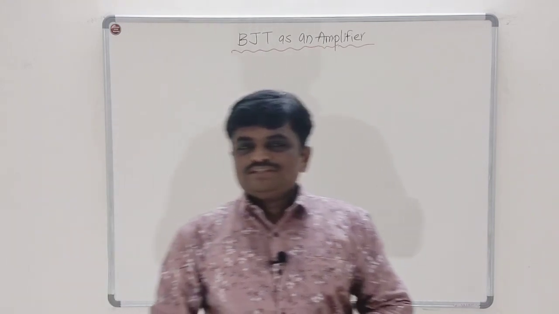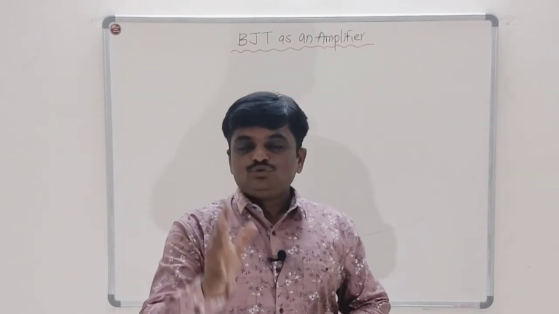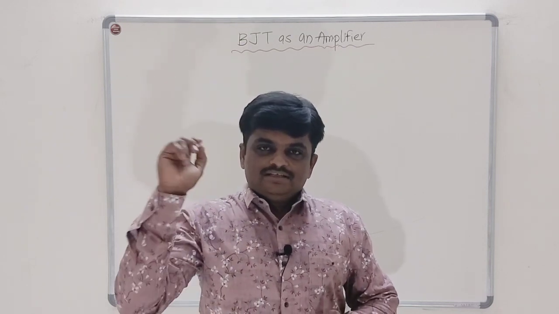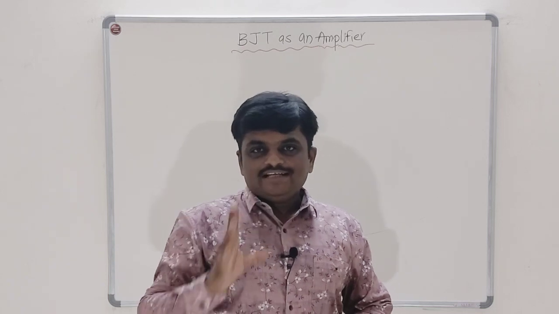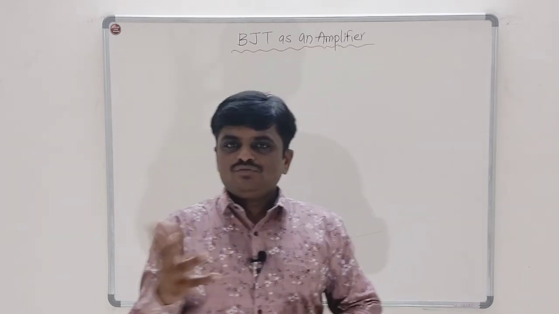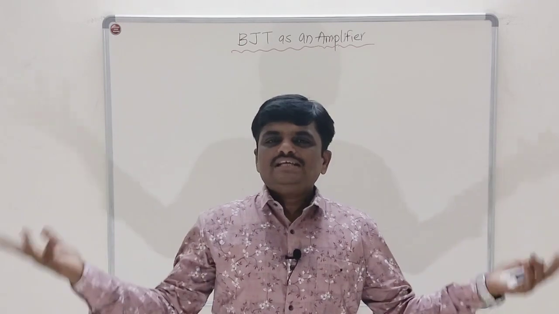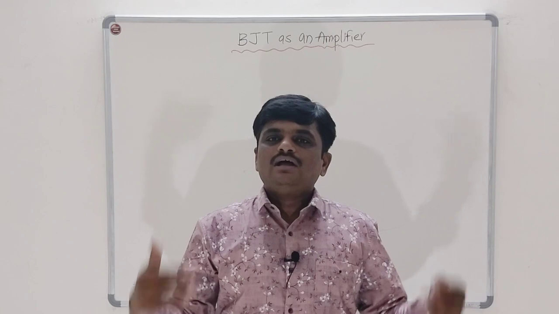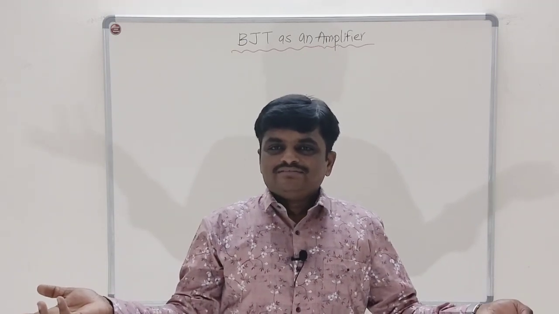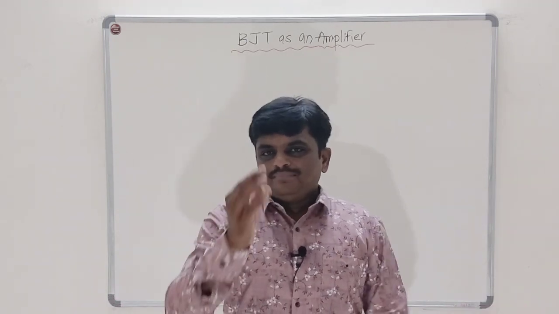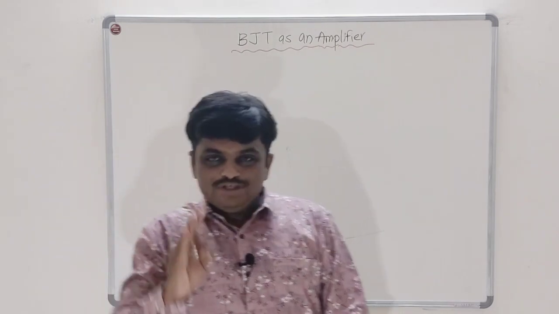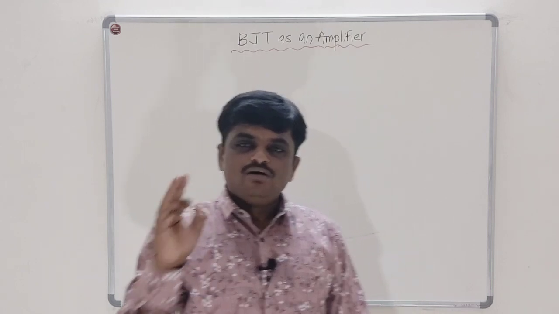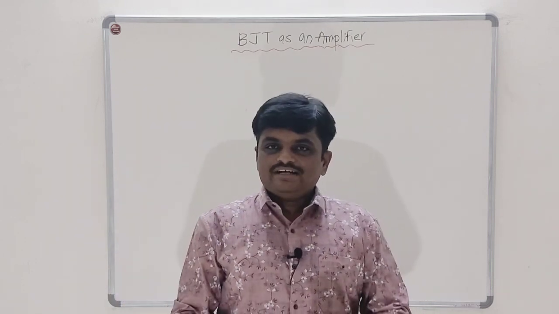If you want to use BJT as an amplifier, first we have to bias that BJT in the active region. Means the emitter base junction should be forward biased and the collector base junction should be reverse biased. For this biasing, I can use any biasing circuit. That can be a simple biasing circuit, collector to base bias circuit, or voltage divider bias circuit, which is also known as self bias circuit. Here I am going to use the voltage divider bias circuit. Why? Because the stability of Q point is highest in the voltage divider bias circuit.